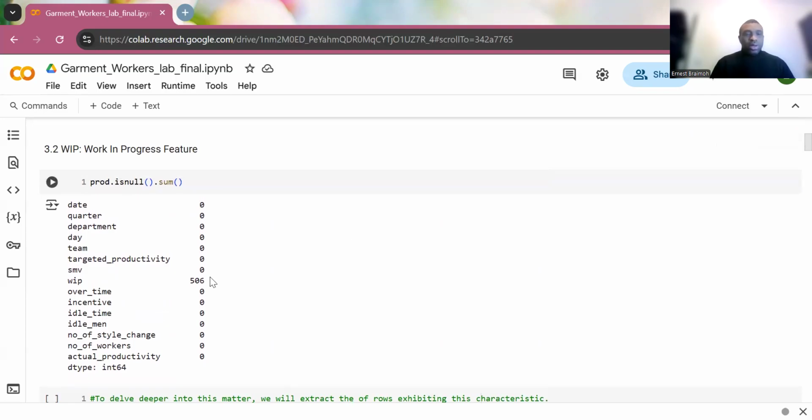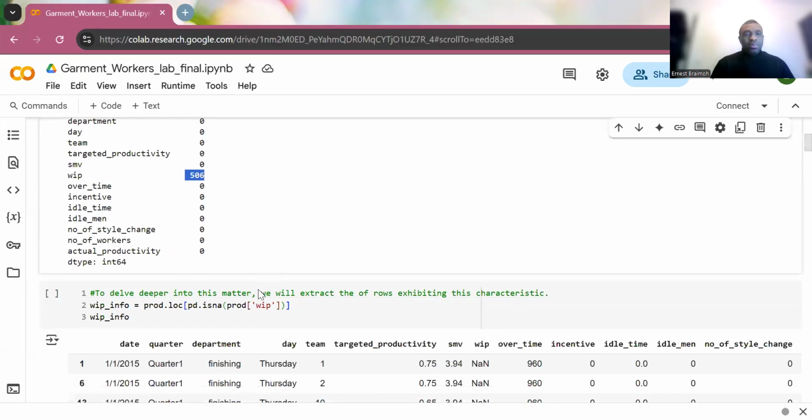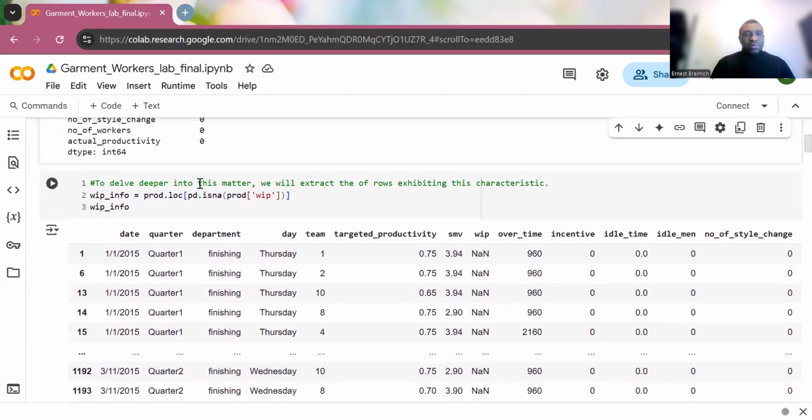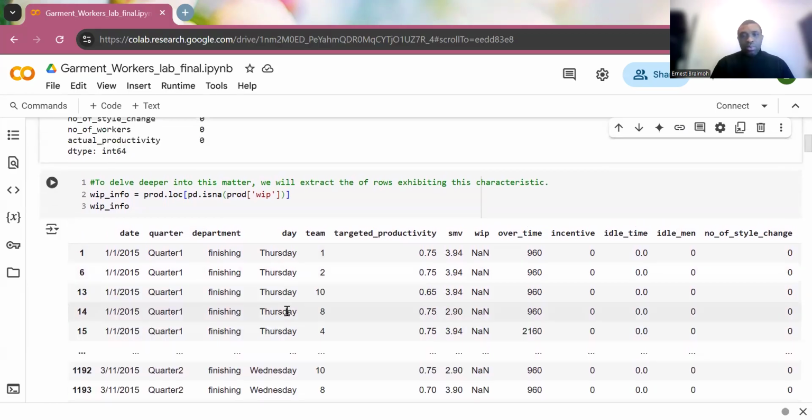I summed up all the missing values from all the input variables, that's the columns, and you can see 506 is missing from the WRP column. So what I did was look for that missing data. What was peculiar about it?